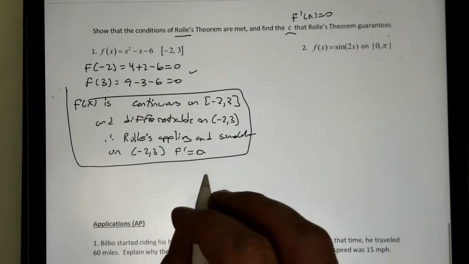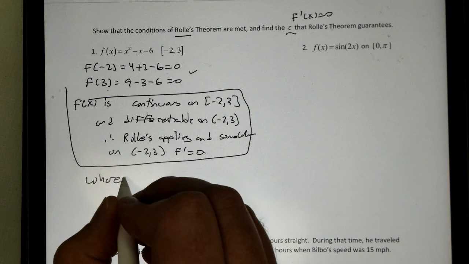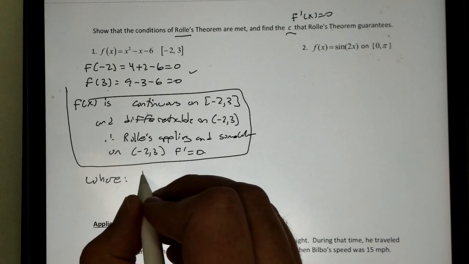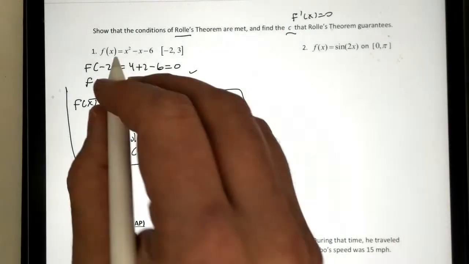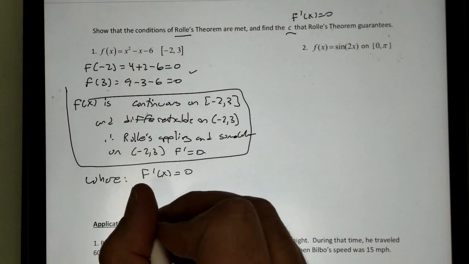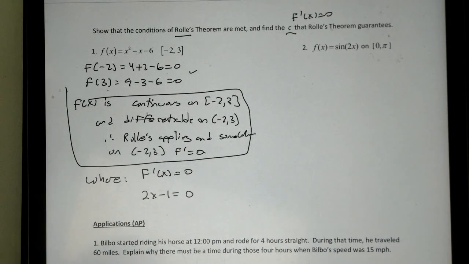Next, now we just have to show it. Ready? Find where. Where does that occur? So now we're saying that the derivative has to be 0. That's all we have to do. So we take the derivative, 2x minus 1. You might be thinking, yo, Mr. Warnow, this sounds kind of like a critical number.